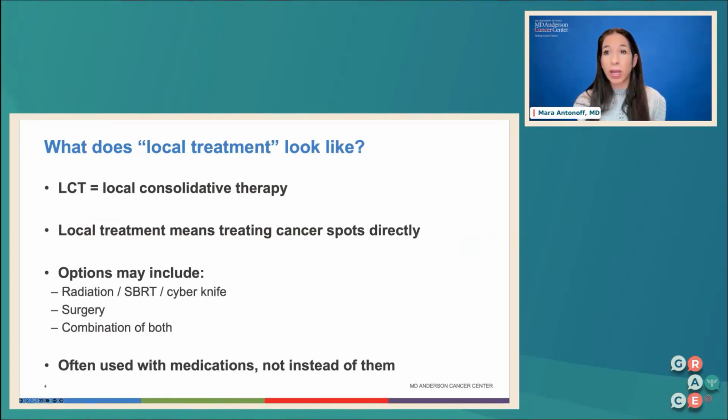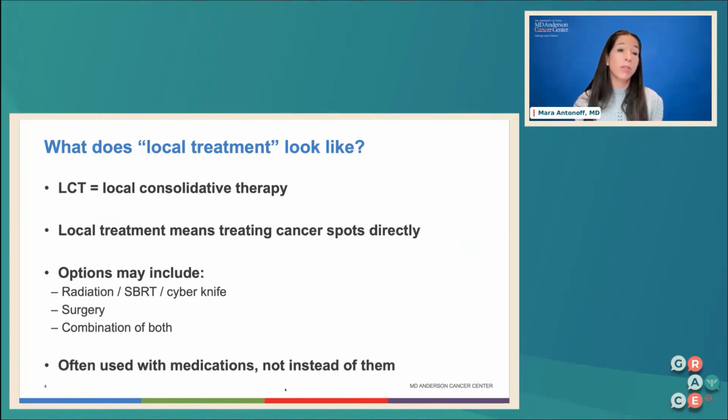So, what does local treatment look like in these circumstances? We'll often hear the abbreviation LCT, which stands for local consolidative therapy. And local treatment means treating those cancer spots directly, not just with a drug that travels through the veins and hits every cell in the body, but specifically treating those spots where the cancer is.